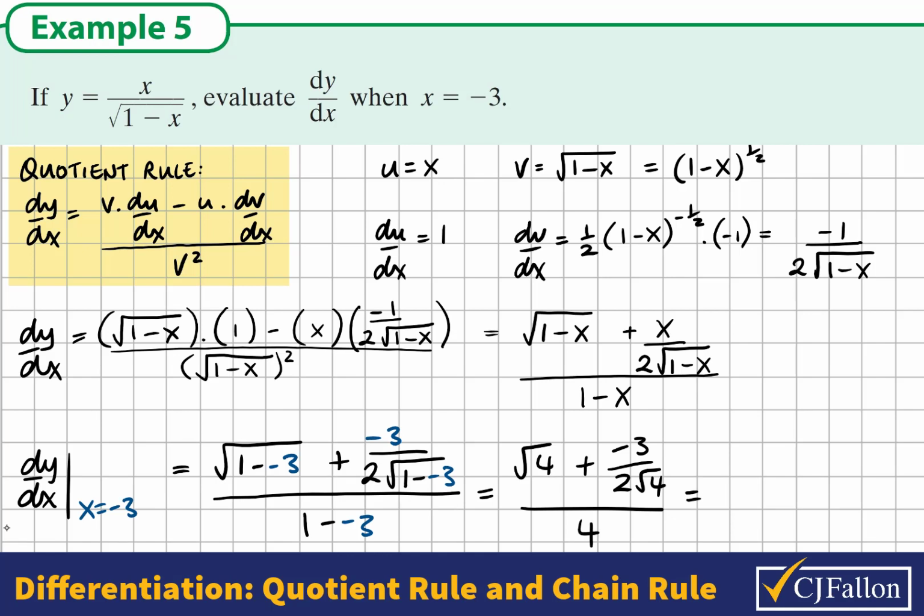Now the square root of 4 is 2, so we have 2 minus 3 over 2 twos, which is 4, all divided by 4. This simplifies to 5 over 16, and that's our answer.